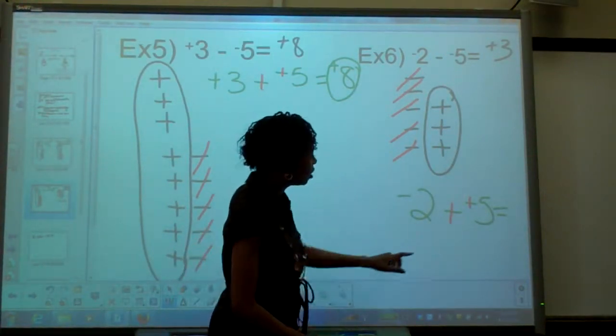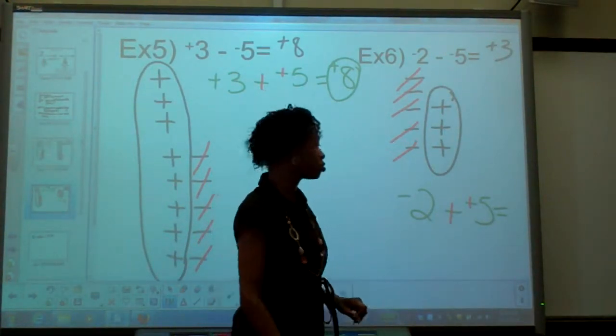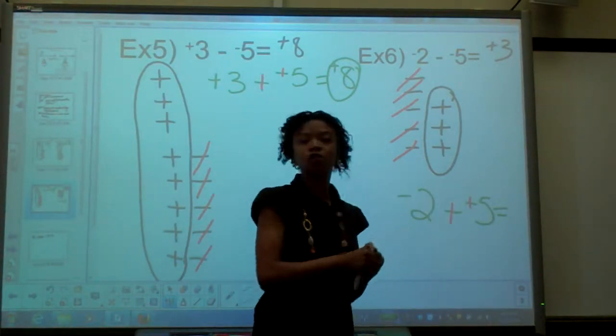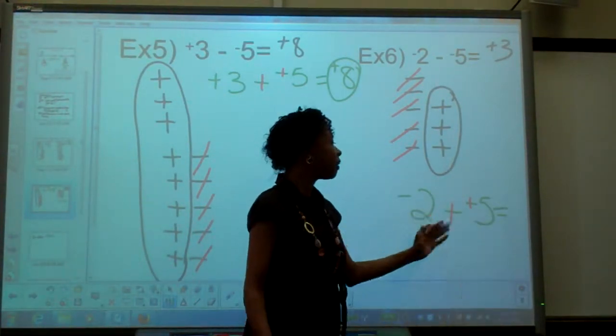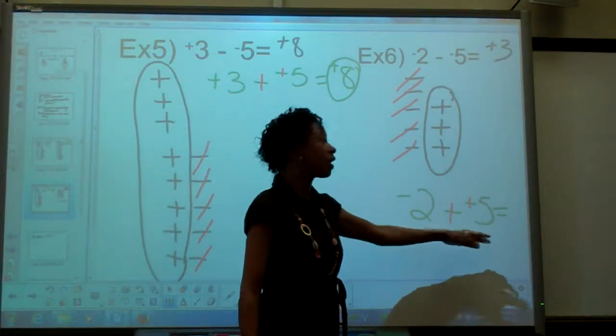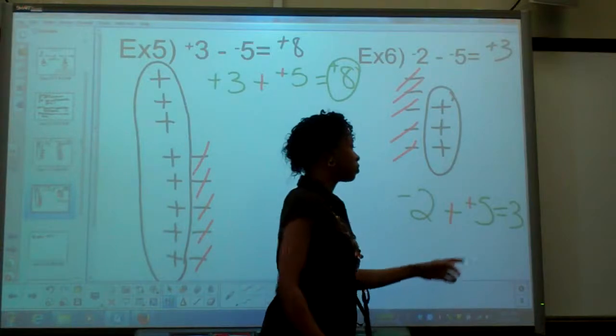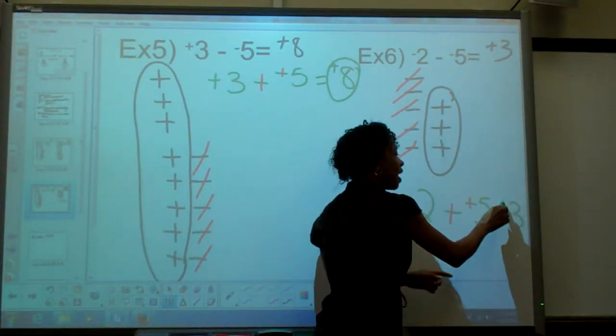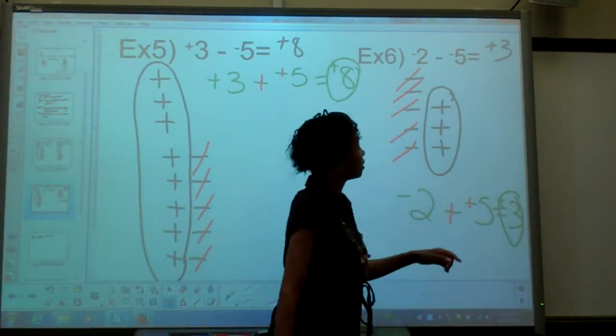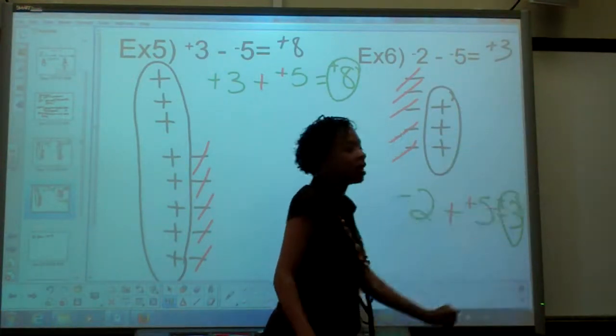Then I step back and look at it and say, what was the rule for adding integers? Adding integers, when they have different charges, I just subtract. 5 minus 2, remember, it doesn't matter if there's a negative on the 5. I just say 5 minus 2, which is 3. And is that 3 positive or negative? It's positive because 5 is larger than the 2. And that's exactly what we got here.